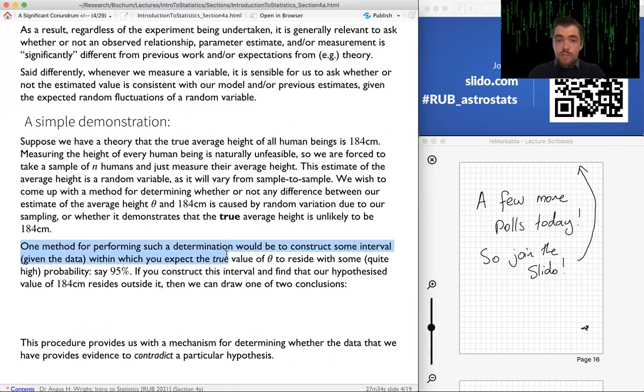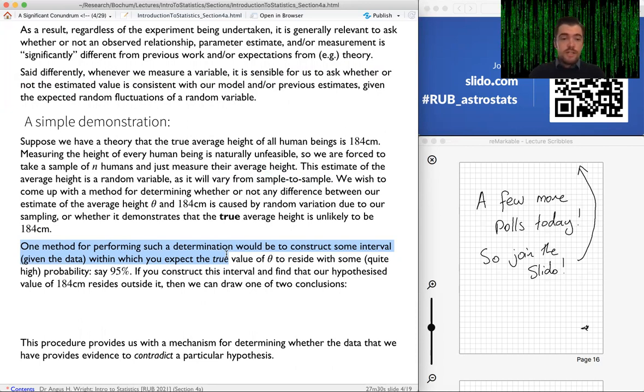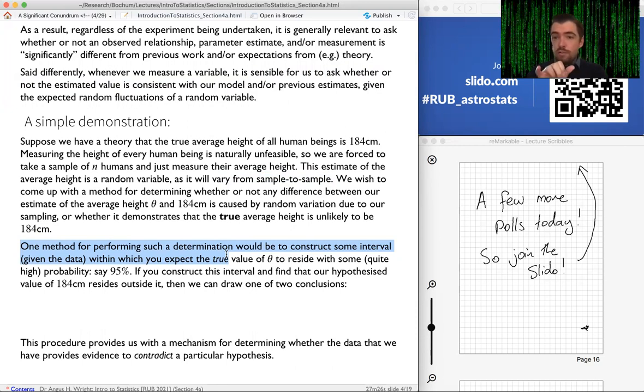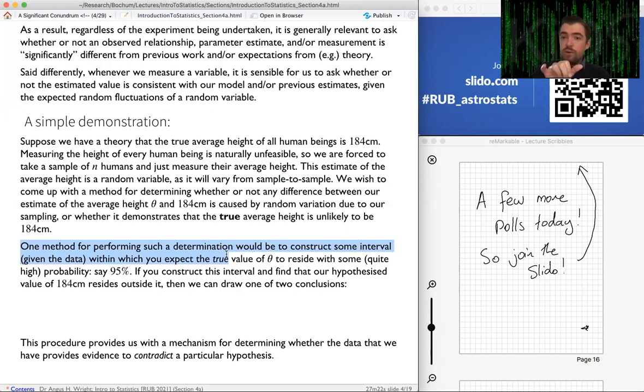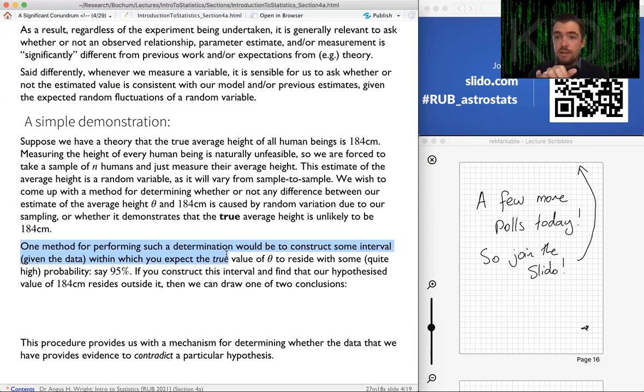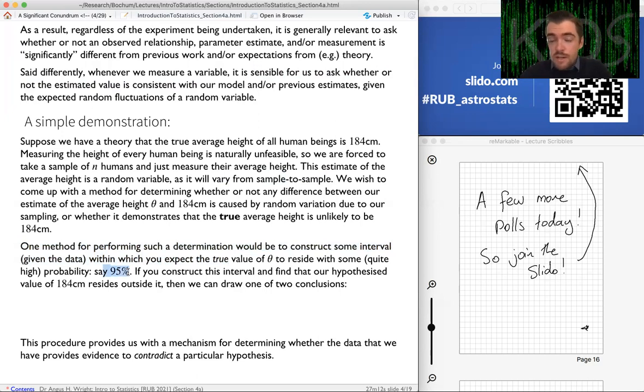One way you can determine whether or not your hypothesis is correct is by generating some interval, like the credible interval that we spoke about during our Bayesian probability discussion. And we can say, I expect that the true value of my parameter, in this case, the height of all humans, is going to sit within some particular range, within some particular probability. So for example, 95% of the time, my truth is going to be encompassed by this credible interval.